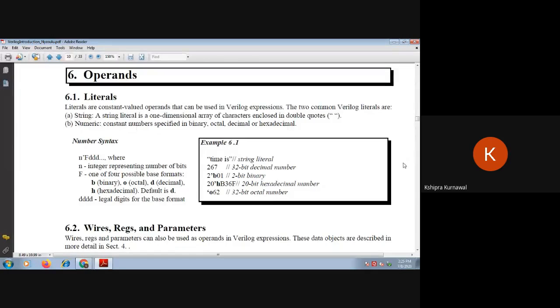Yes, sir. Okay, fine. Then we will stop here. From the next lecture, we will start our discussion with the operands, right? We will discuss what are the different operands that we can use in Verilog programming, right? We will stop here.